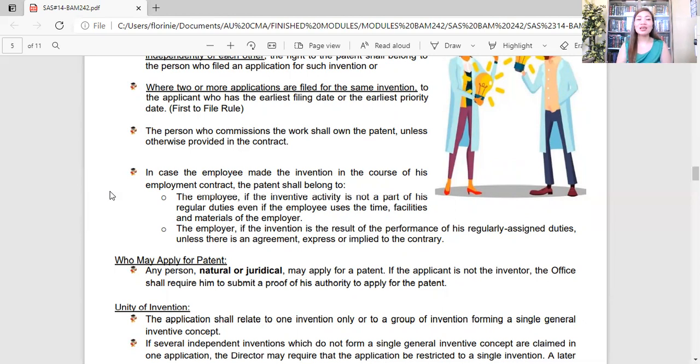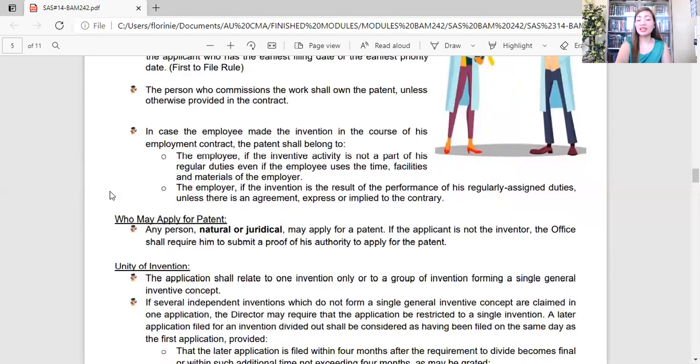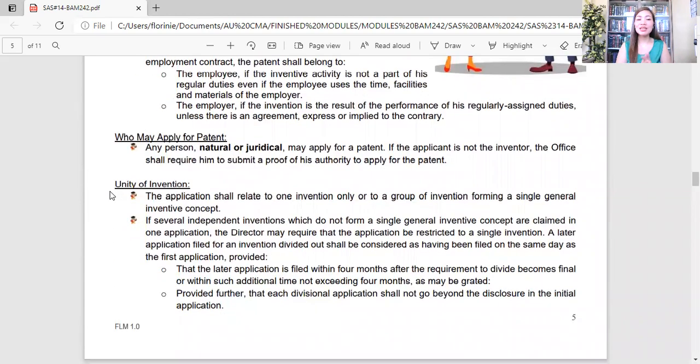Ayan. Okay, so moving on, the employer, if the invention is the result of the performance of his regular assigned duties, unless there is an agreement expressed or implied to the contrary. So, yun nga yung pinag-usapan natin. So, who may apply for a patent? Can anyone apply for a patent? Sabi rito, any person, natural or juridical, may apply for a patent. So, if the applicant is not the inventor, the official require him to submit a proof of his authority to apply for the patent. So, corporation pwede, natural na tao pwede.